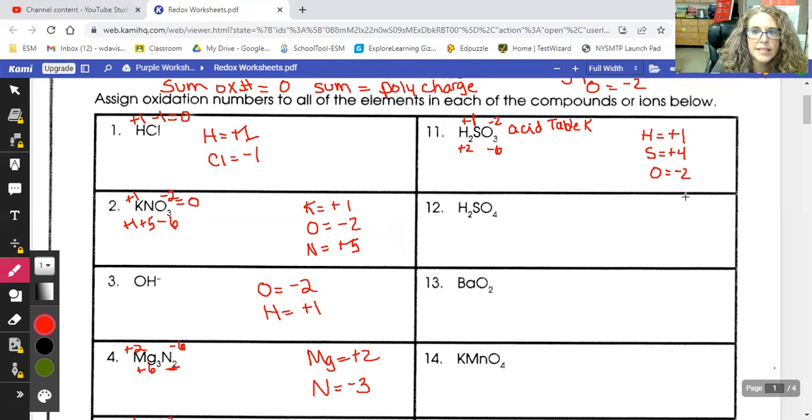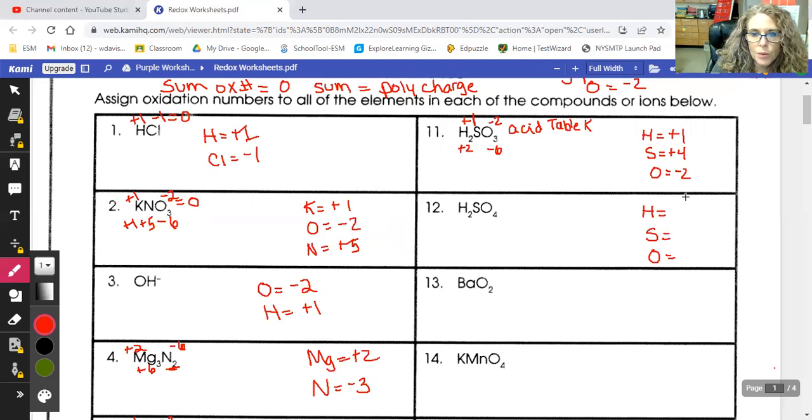All right, so now here I have sulfuric acid. Again, I know I have an acid because I have an H+, and again, this is also listed on table K. Now we can do this a couple different ways, right? We can do the hydrogen, and we can do the SO4 as a polyatomic ion. So let's do that one. We have hydrogen, sulfur, and oxygen.